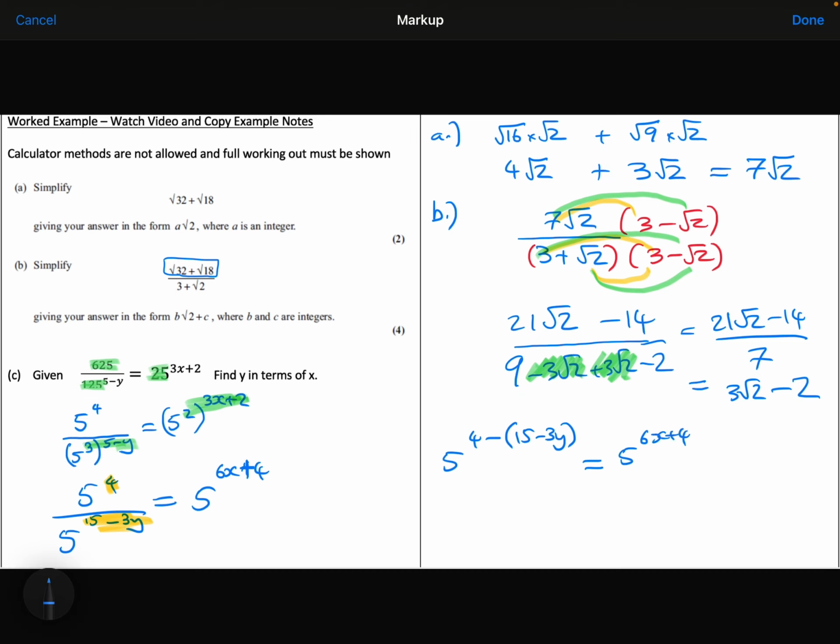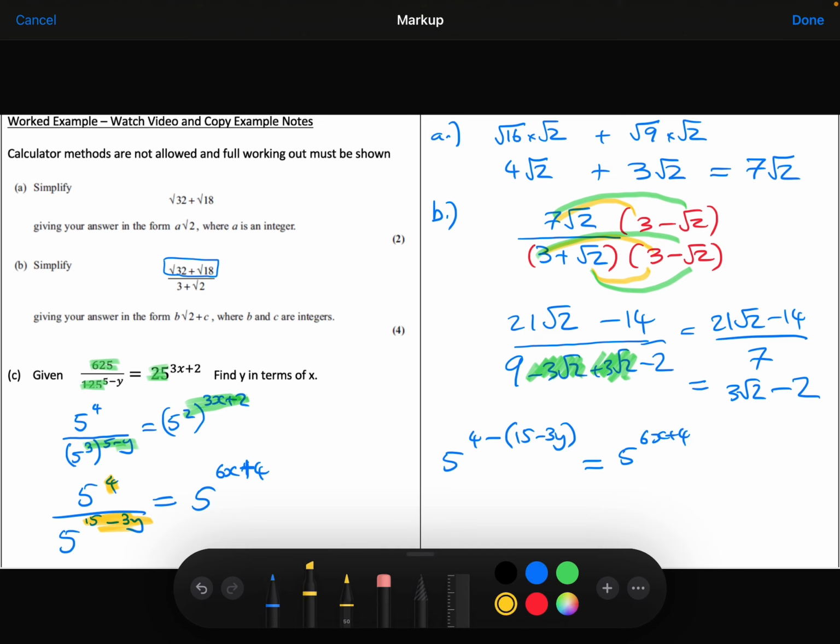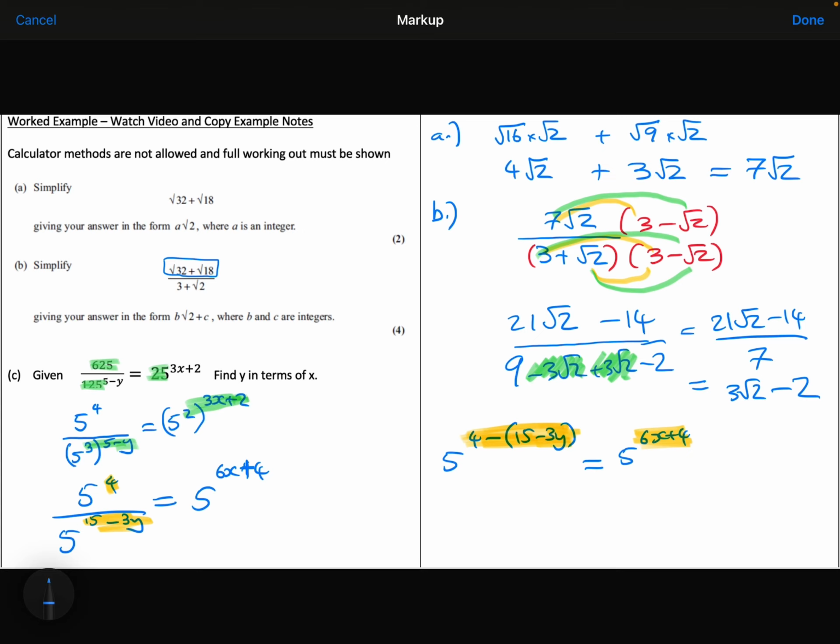Right, at this stage here, because I've got 5 to the power on both sides, that must mean that the power here is going to be equal to the power here because the bases are the same. So I can now say that 4 minus 15 plus 3y, it's a plus because of the minus minus, must be equal to 6x plus 4.